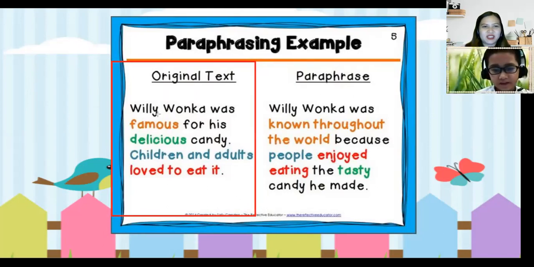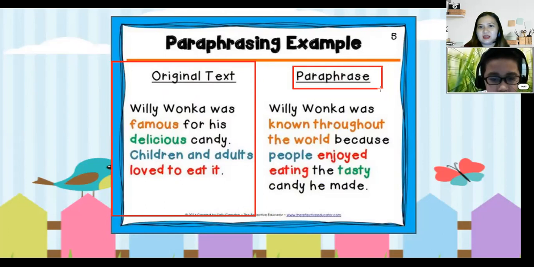This is the original text. So Willy Wonka was famous for his delicious candy. Children and adults loved to eat it. Okay, so this is the original text. And look, if you paraphrase it, look.